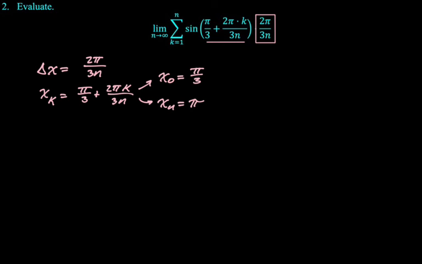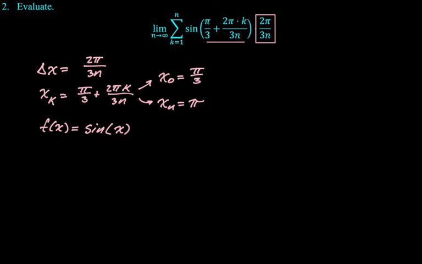And then the function that we're plugging into, I think this one's a little clearer, is definitely sine. I can't imagine anybody would come up with a different function there. I mean, it's possible. You could look at this and say the function is sine of pi over 3 plus x. You could do that. That would change x sub k to be just 2 pi k over 3n. I don't know why you would do that.